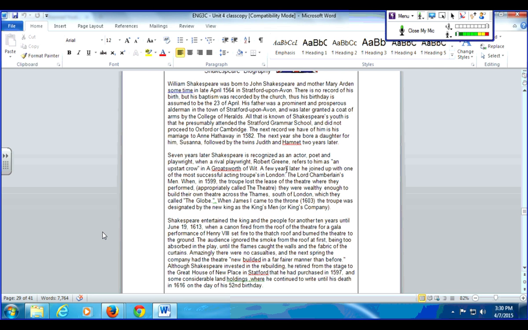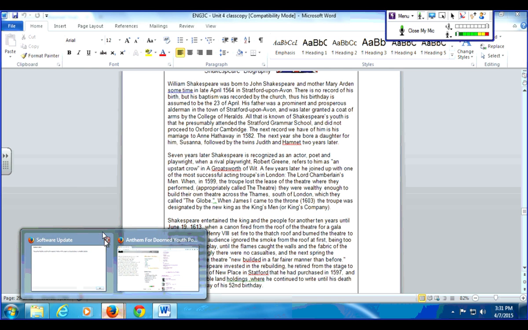Although Shakespeare invested in the rebuilding, he retired from the stage to the great house of New Place at Stratford, which he purchased in 1597, along with some considerable land holdings, where he continued to write until his death in 1616 on the day of his 52nd birthday. So when he died, that was around the average age that people lived to at that time period. So that's what we know about him. A bit more background for him, just so we're a bit clear.